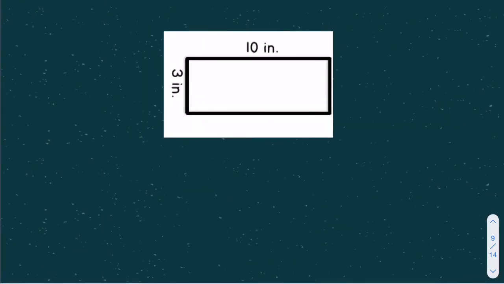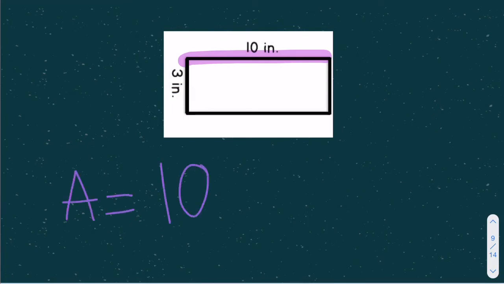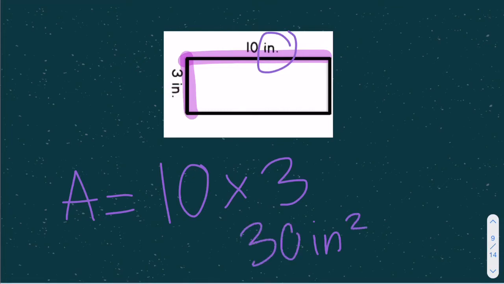All right, now this one, same thing. We are going to find the area, because area equals width times length. So my width, I'll write A equals 10. I know I'm going to multiply, really important that you remember to multiply for area, times length, which is 3. And what is our unit of measurement here? It is inches. So I know my answer is going to be in square inches, and I know 10 times 3 is 30. So A for area equals 30 inches squared, or squared inches.